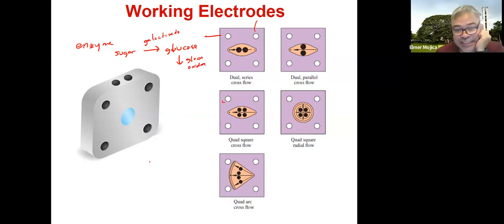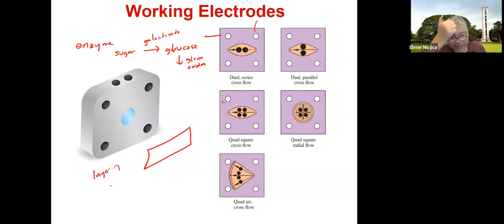So I have a screen printed electrode. One thing that I do is layering. I put first the galactosidase, the enzyme that breaks down the sugar into glucose. And the next thing that I do is the glucose oxidase. And I try to determine which one will give me the optimum signal. So the way I put the layers, one layer is one enzyme, and the next layer is another enzyme. And the other one that I have is sequencing.